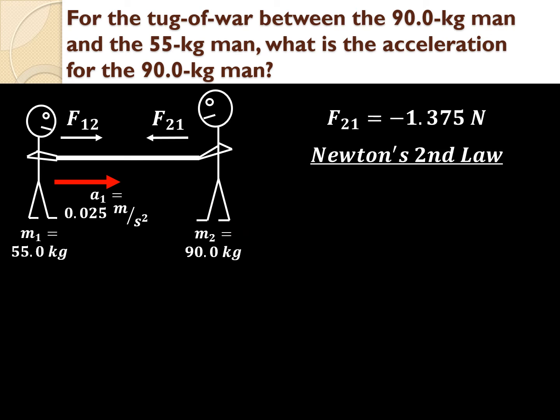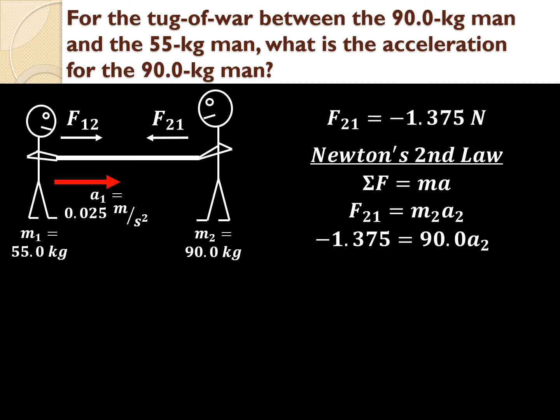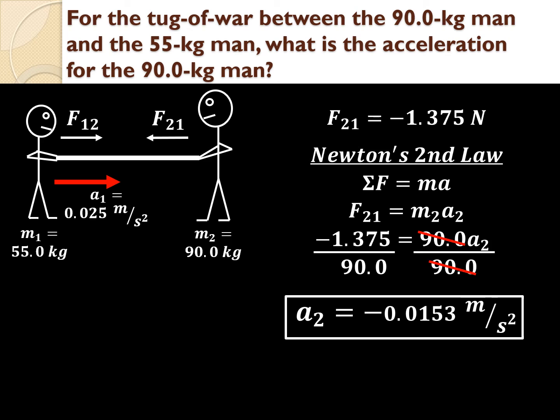We can use Newton's second law where net force equals mass times acceleration. Well, the only force acting on this guy, assuming there's no friction with the ground or air resistance or anything like that, is going to be force 2-1. And that's going to be equal to the mass of this guy times acceleration. So we plug in our numbers. We've got negative 1.375 equals 90 times acceleration 2. We divide both sides by 90, and we get the acceleration is going to be equal to negative 0.0153 meters per second squared.